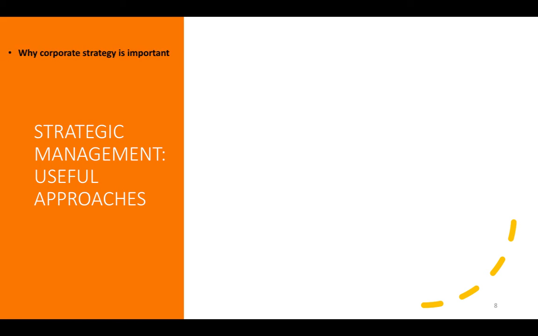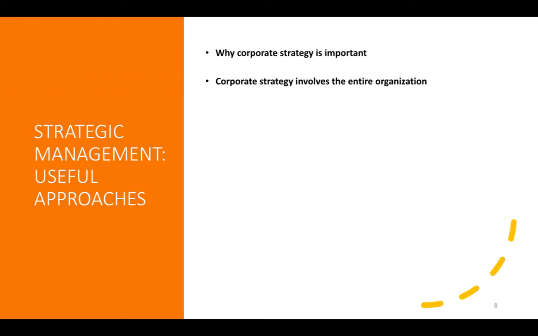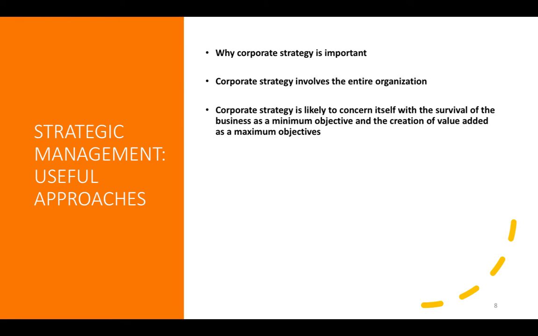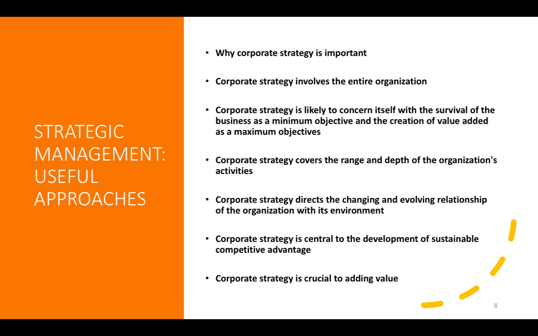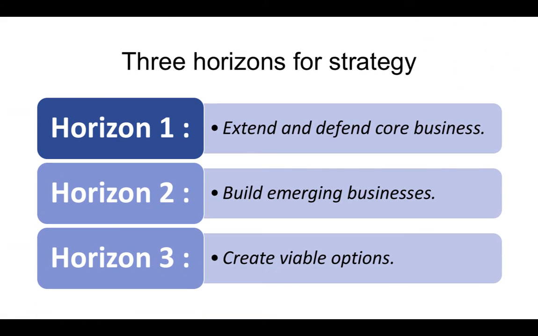Now, there are 3 useful approaches that we're going to look at in management. So why is corporate strategy important? Corporate strategy involves the organization. It involves the survival of the organization. Corporate strategy covers a range of different activities, and it talks about the strategic direction, which is crucial for adding value. These lead to our 3 horizons. Horizon 1: how do we extend and defend our business? Number 2: how do we build additional or emerging businesses? And number 3: how do we create viable options that are going to help us in the future?